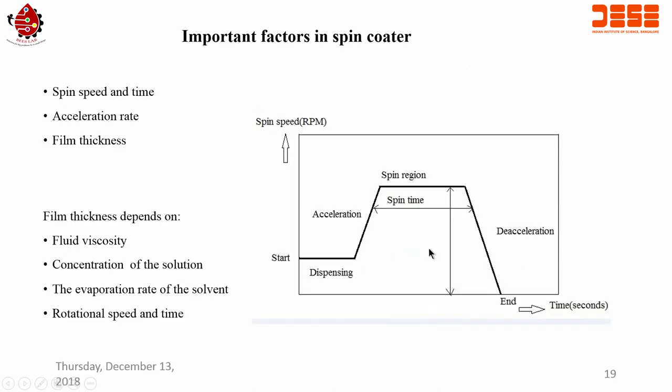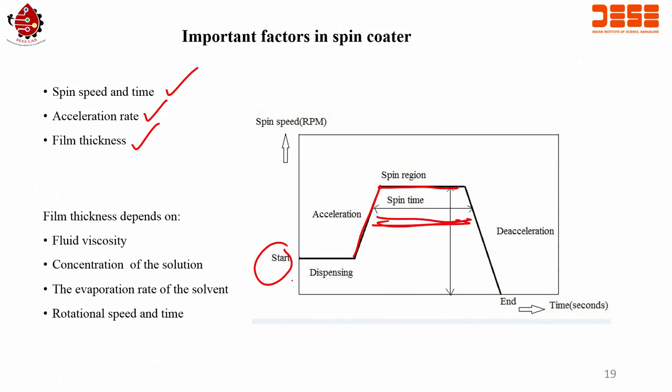Let us go to next slide. So, what are important factors when we talk about spin coater? The important factors are spin speed and time, acceleration rate and film thickness, right. So, if you see speed versus time, then you start the system, you dispense your polymer, and then you accelerate it to a certain speed, maintain the speed, and you have to decelerate to reach the end of the spin coating time, right. So, this is your spin coating time where you are maintaining the speed, all right.